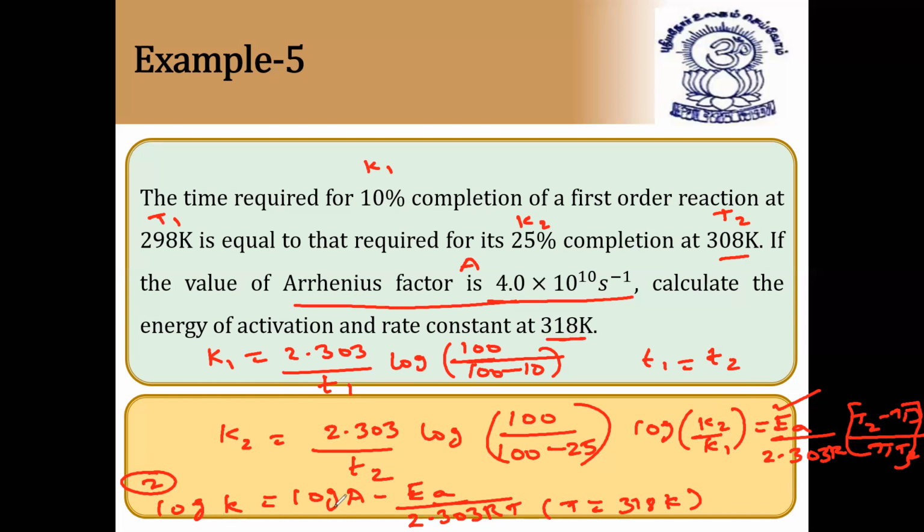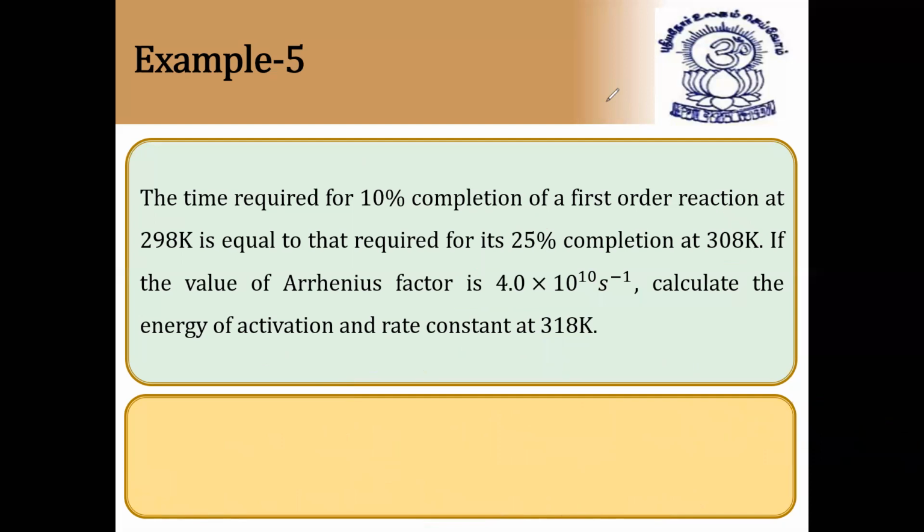So log K is equal to log A minus EA by 2.303 RT. The A value is given, 4 into 10 to the power of 10 second inverse. Here T is equal to 318 kelvins, not the first one or T2. We have to take the final temperature, that is 318 kelvins. So I hope it is clear. And after calculating, you'll get the answer of energy of activation as well as rate constant.